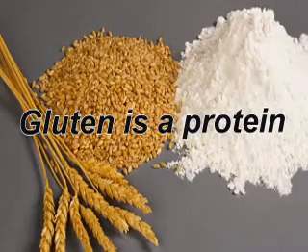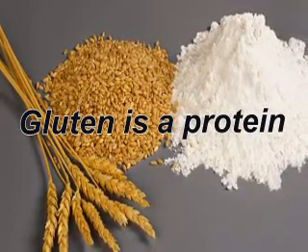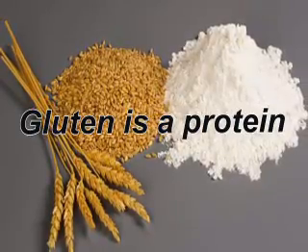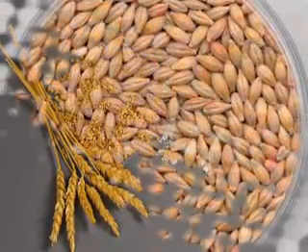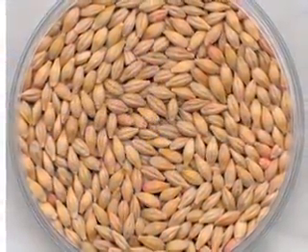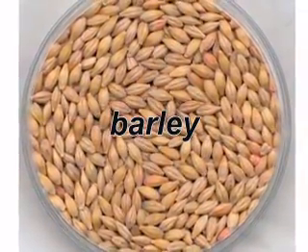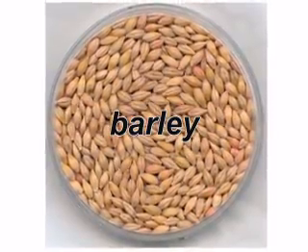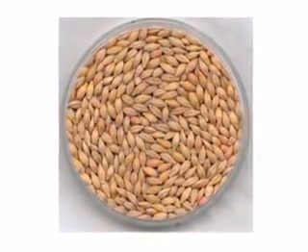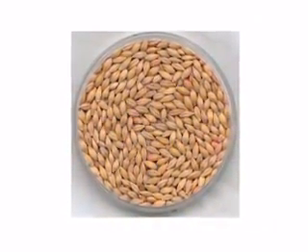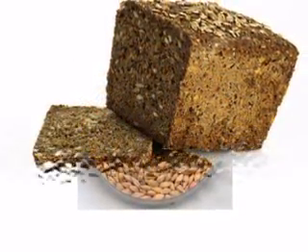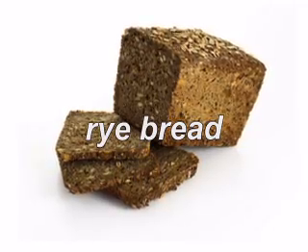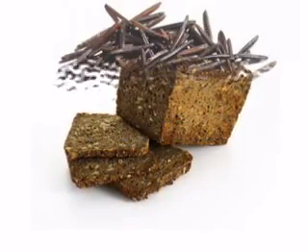And those proteins are also found in rye and barley. So it's easy to remember that there are three major grains where gluten is found, and that's rye, wheat, and barley. Those proteins are also found in most types of cereals and in many types of breads. But not all foods from the grain family contain gluten.